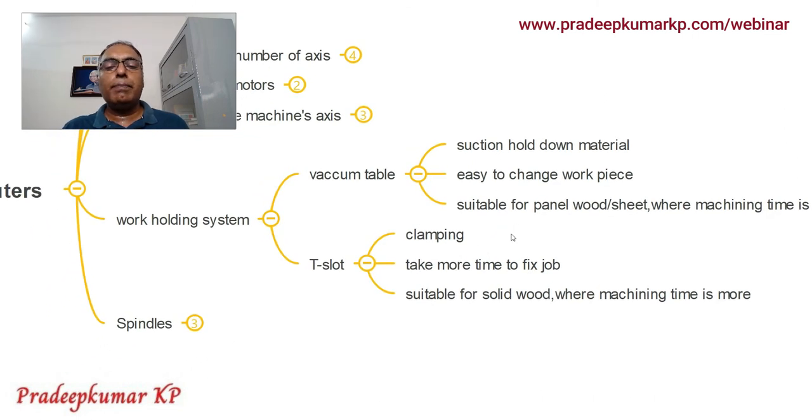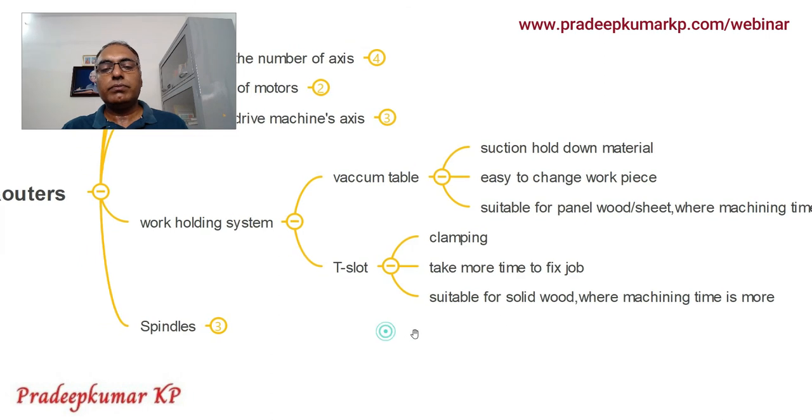In T-slot, the clamping type, it takes more time to fix the job. It is suitable for solid wood where machining time is more.